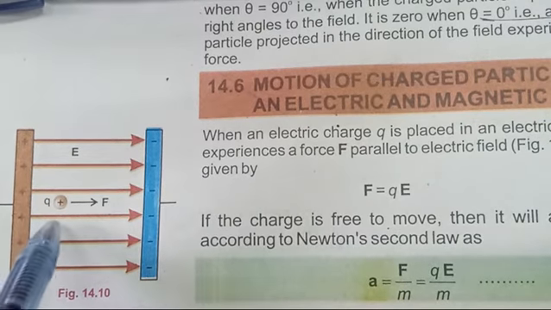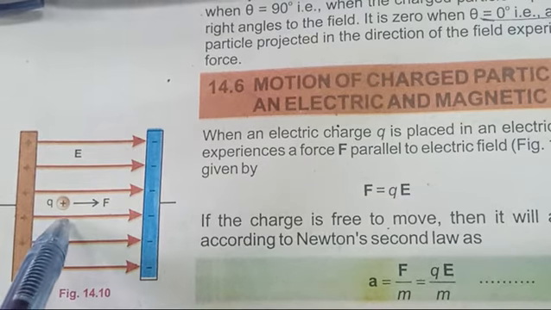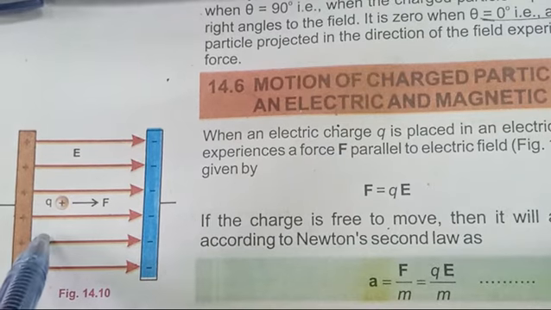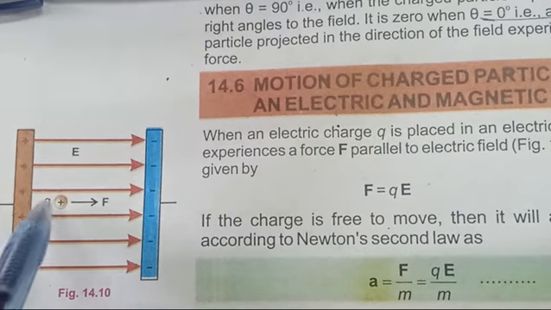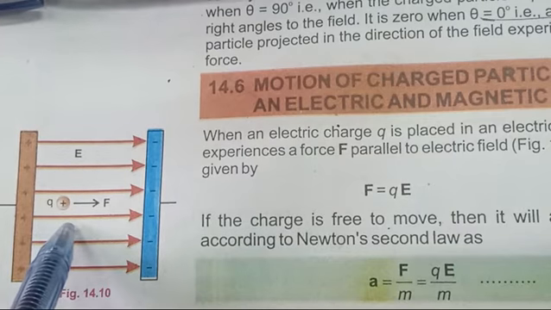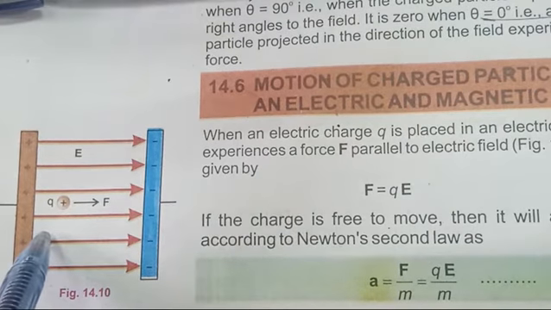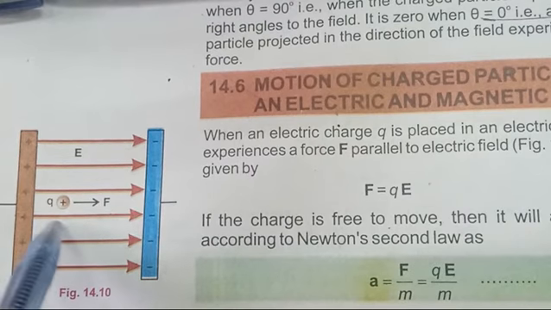Different first equation of motion, second equation of motion, third equation of motion. These equations are known as uniformly accelerated equations. Okay, now the same case we are repeating again: when a charged particle Q is moving with some velocity v in a region where there is an electric field E and magnetic field B. In this case there is only electric field.